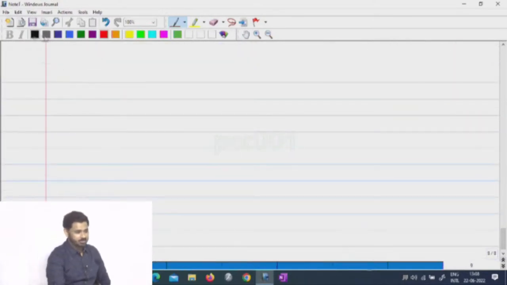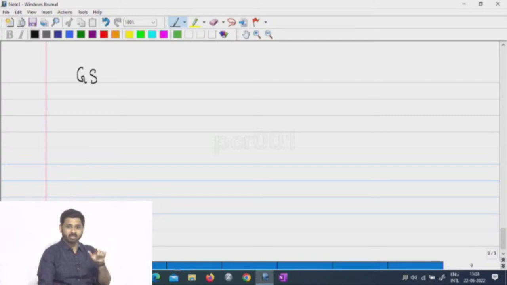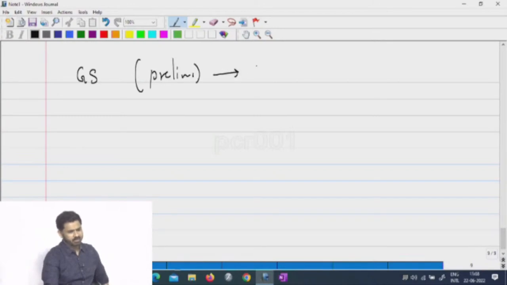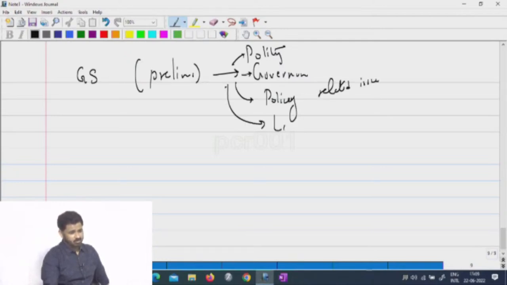And last, two things I have to discuss. First is GS paper, how it helps. Prelims I have already told you, right? How public administration helps in your prelims paper. Okay, let me mention this. If you talk about prelims, then in your governance related issues, more than that, all polity related issues. Polity and governance, and also in certain policy related issues. Sometimes even law related issues. One or two questions on law are also being asked, like on magistrate and all, this year also the questions have been asked.